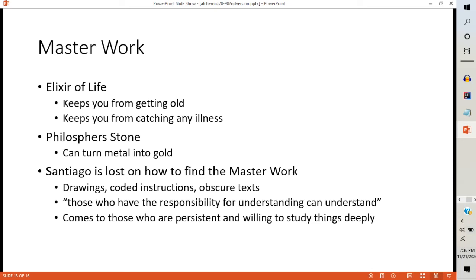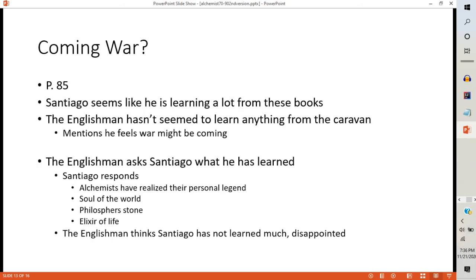You don't want just anybody finding the masterwork. You want the right person to find the masterwork. Else you could have somebody who finds a philosopher's stone and uses it for very selfish reasons. That can't be too good.